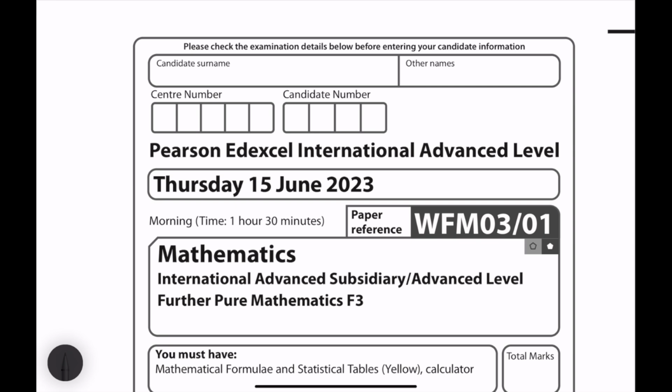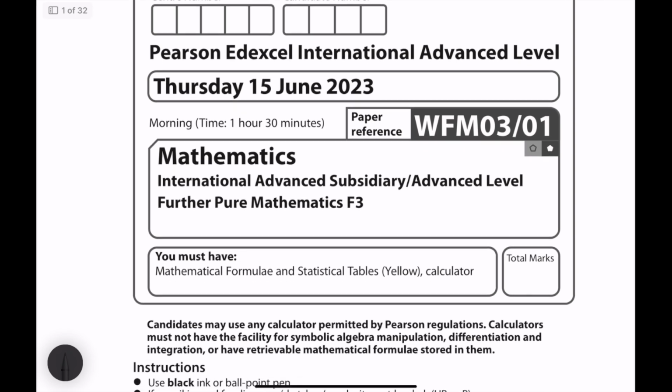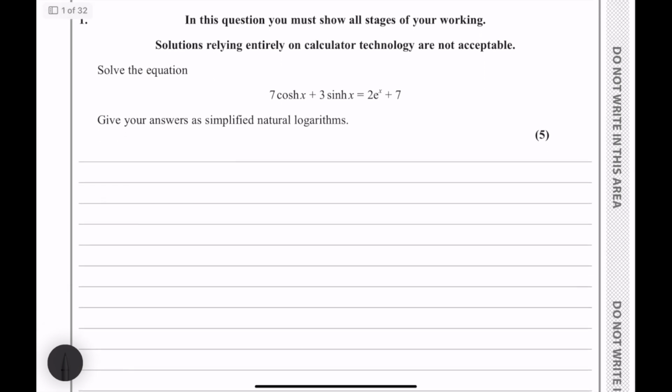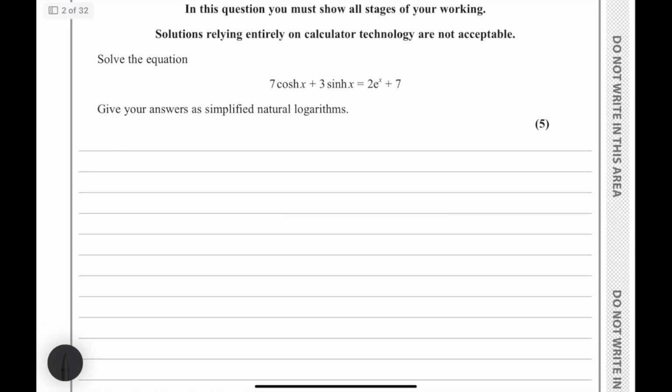This was the June 2023 paper with a formula booklet and a calculator. Jumping straight into question number 1, solve the equation this.